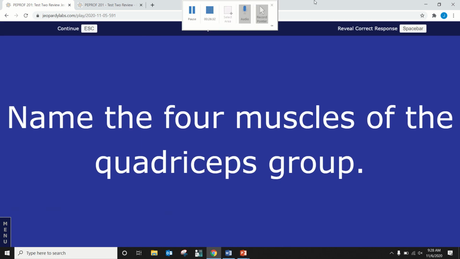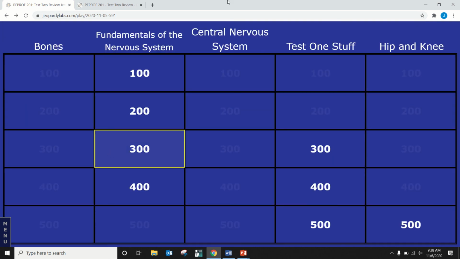What are the four muscles of the quad group? Nice. So the three vastus muscles, vastus medialis, vastus lateralis, vastus intermedius, and then rectus femoris is the last one. Good. All right.